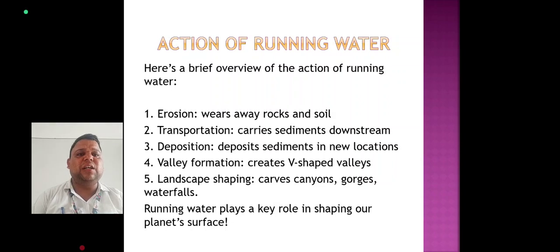Actions of the running water. Here is a brief overview of the action of running water. Erosion wears away the rocks and soil, transportation carries the sediments downstream, and deposition leaves sediments in new locations. Valley formation creates V-shaped valleys, and landscape shaping creates caves, canyons, gorges, and waterfalls. Now, in gorges, the upper course river erodes the valley bed more than the sides. The valley then becomes deep and narrow with steep walls. Running water plays a key role in shaping our planet's surface.